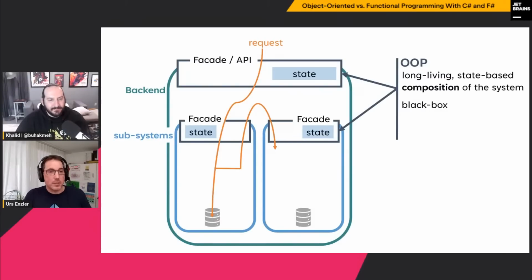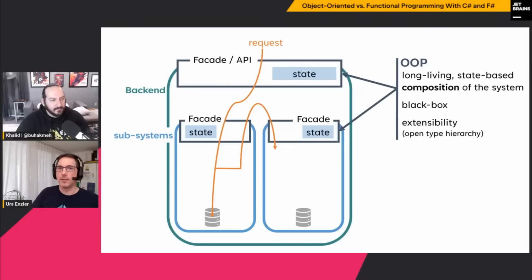Also because the subsystems, you can treat them like a black box if you just call the facade. So that's the whole sense of modularization. You can treat a module as a black box to make working with the code easier. And of course, if you have some extensibility like a plugin system, yes, we want the open type hierarchy. So yes, we want interfaces. We want to go an OOP way.